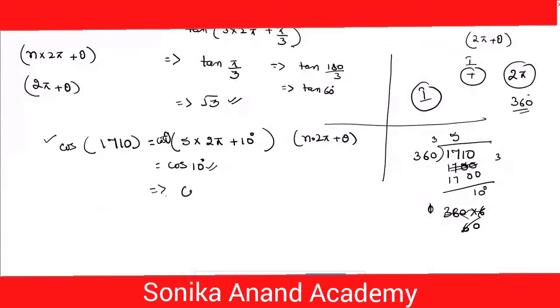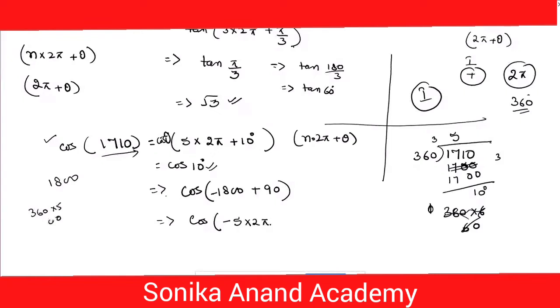If we can write it as cos(1800 plus 90), we again get the same answer. You have to do that supplementary angle thing. So what does this become? cos(minus 1800 plus 90), that is 5 into 2 pi, 360 into 5, plus 90. Clear? Why do I have to do this?